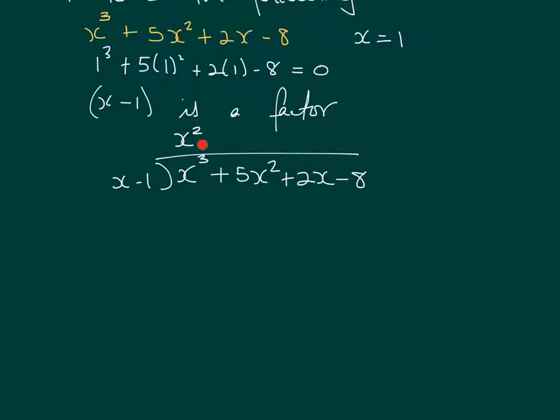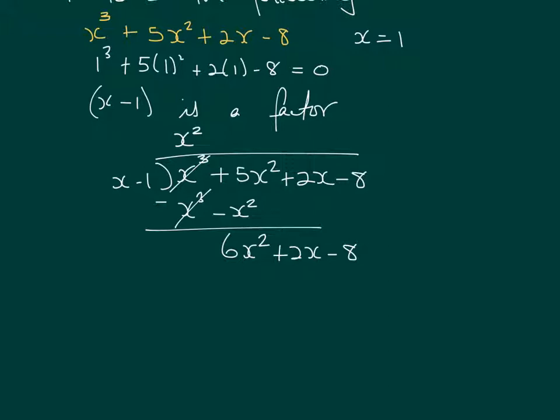Then you multiply it out. x squared times x gives you x cubed. And then x squared times minus 1 gives you minus x squared. You subtract the 2 and x cubed take away x cubed means that that's now gone. 5x squared take away minus x squared, the two minuses become plus, so you're actually doing 5x squared plus x squared, so that's going to give you 6x squared. Bring down these two values you haven't used yet, so plus 2x minus 8 there.